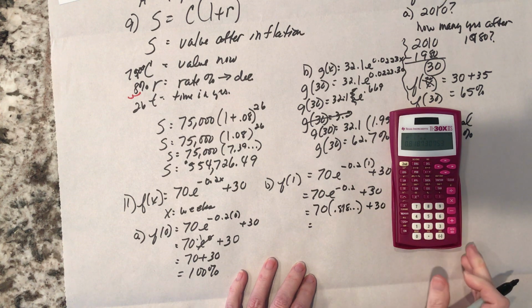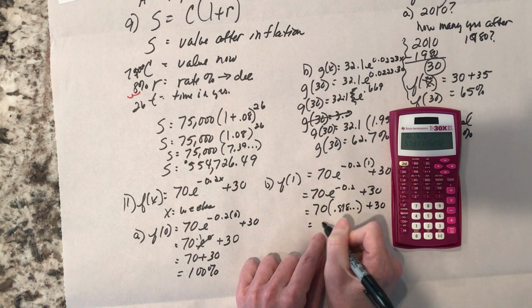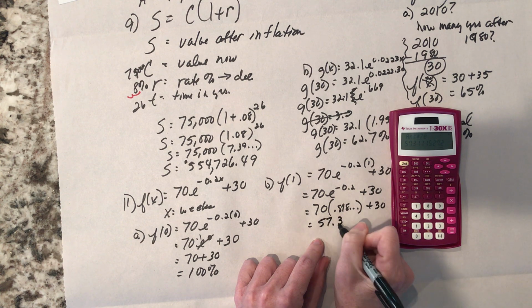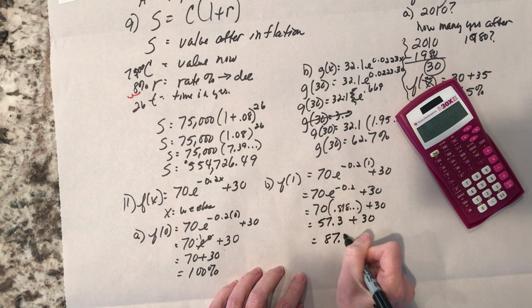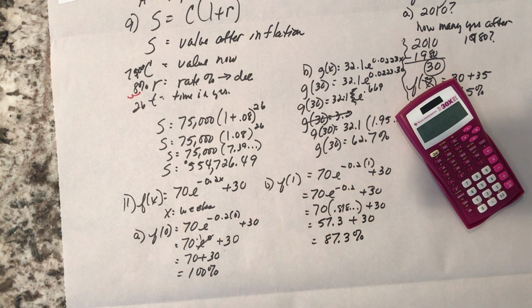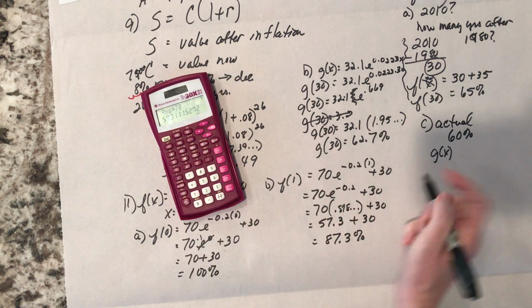Don't get rid of it in your calculator. Immediately multiply it times 70. We get 57.3 plus 30. So 87.3% of the material. After 1 week, you recall, or you can retain, what does it say exactly? You can remember 87.3% of this material. Let's see what happens next.